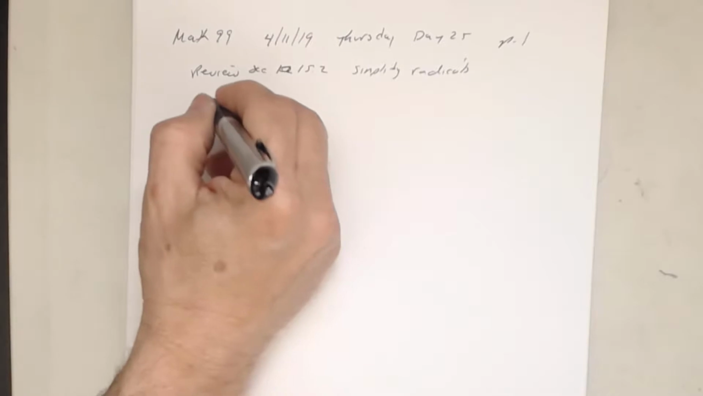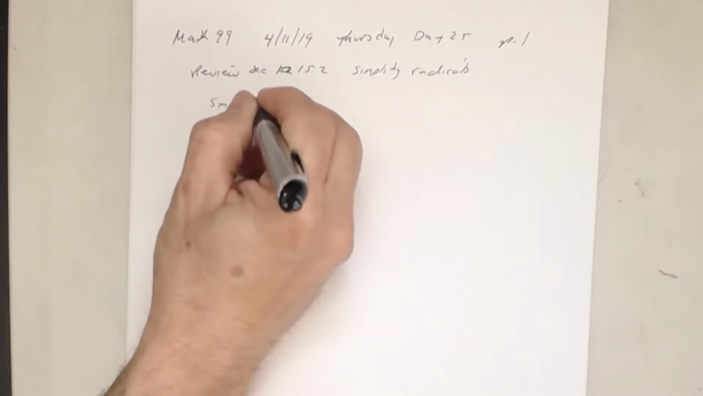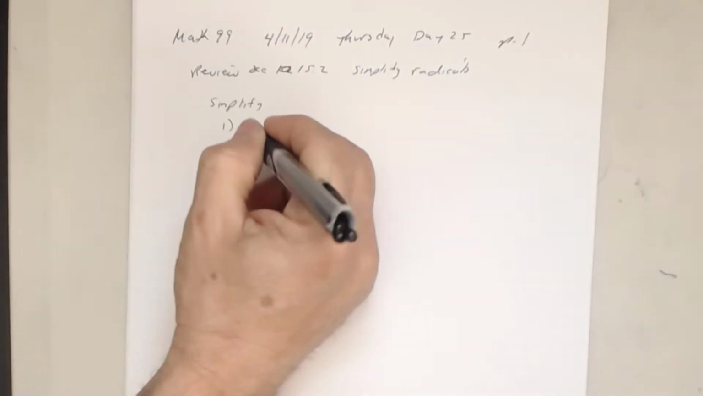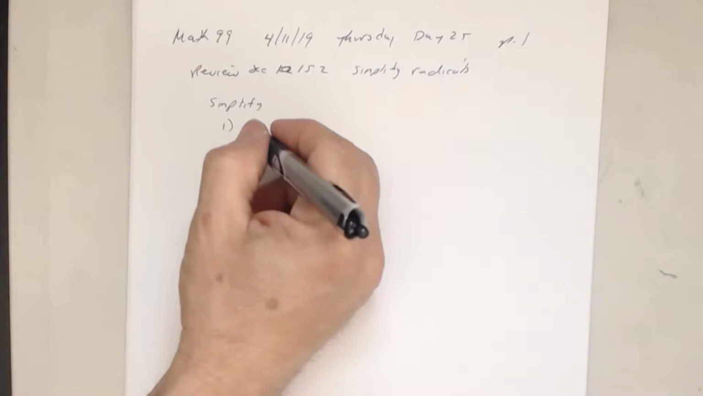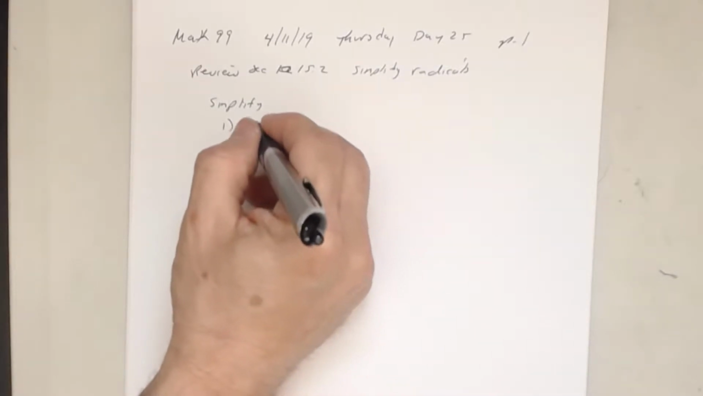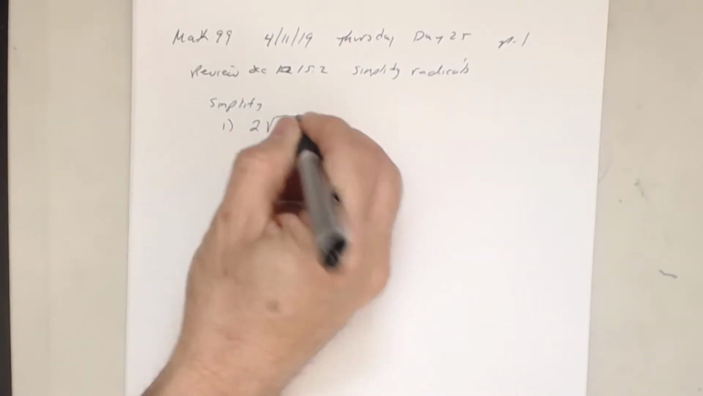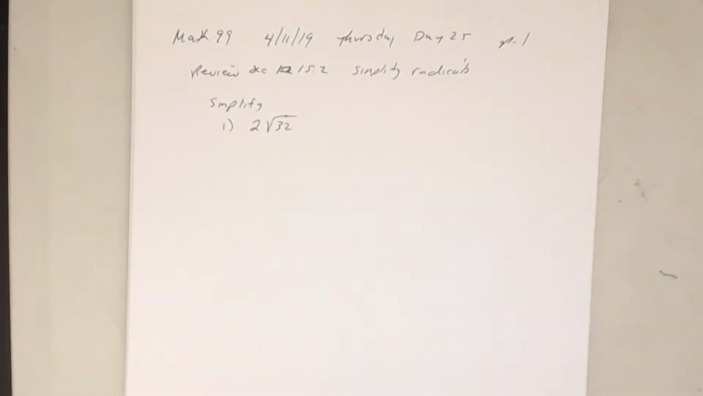So if you want to simplify, let's say you had 2 square root of 32. How would you simplify that radical? What would we be looking for? A perfect square, because the index is 2, square root, so you're looking for a perfect square. And always try using the largest. So what's the largest perfect square that goes into 32?